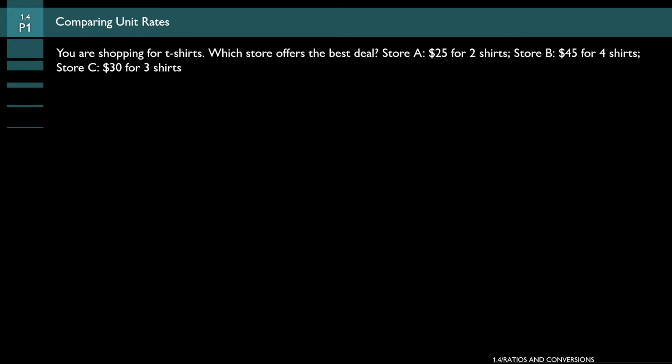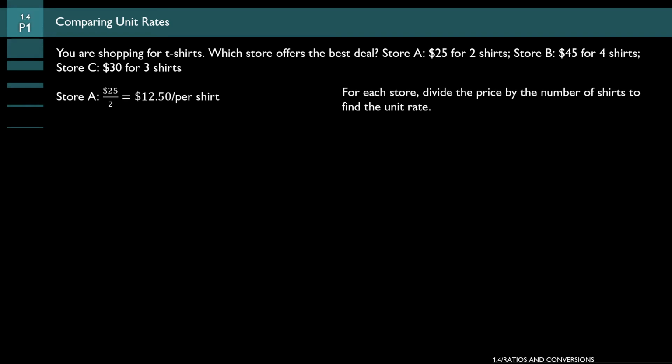At store A, you can get 2 shirts for $25. At store B, you can get 4 shirts for $45. And at store C, you can get 3 shirts for $30. So where is your money going to go furthest? What we're going to do is divide the price by the number of shirts that you can get. So at store A, you can get 2 shirts for $25.